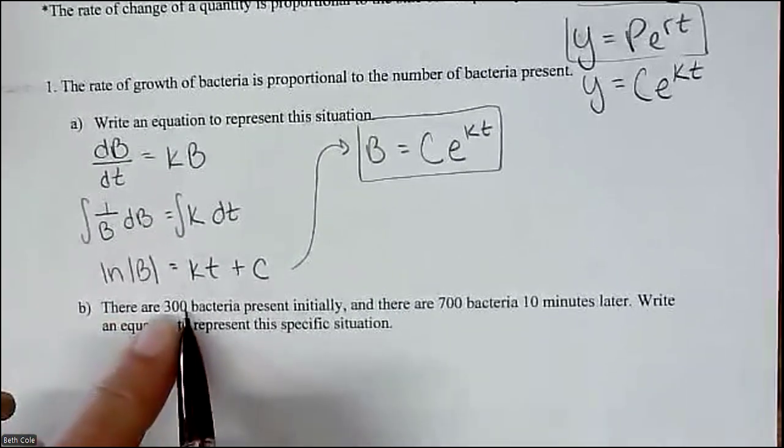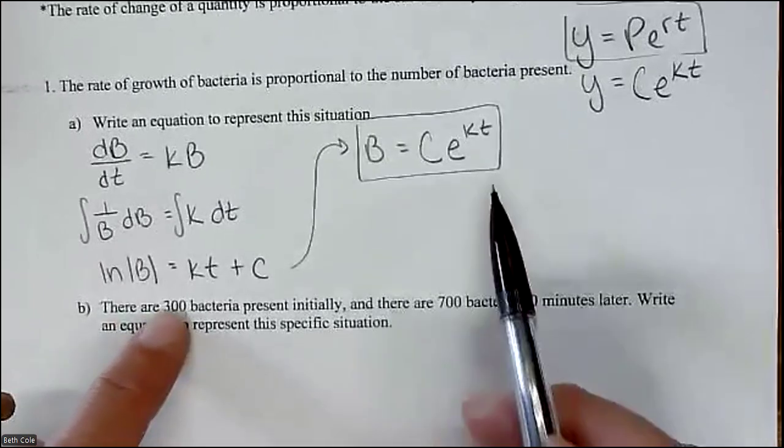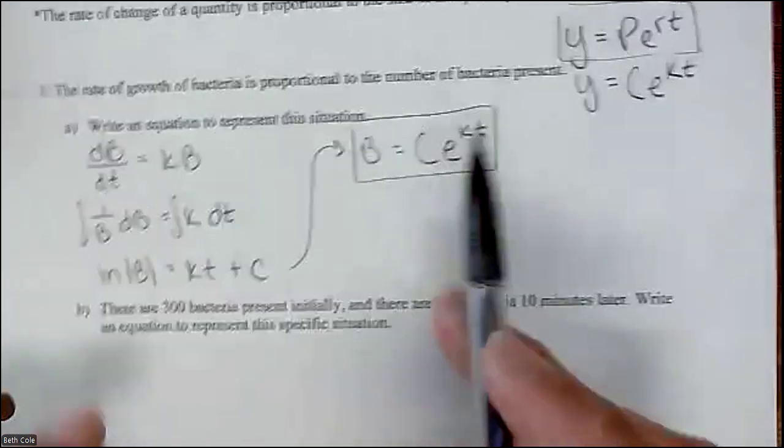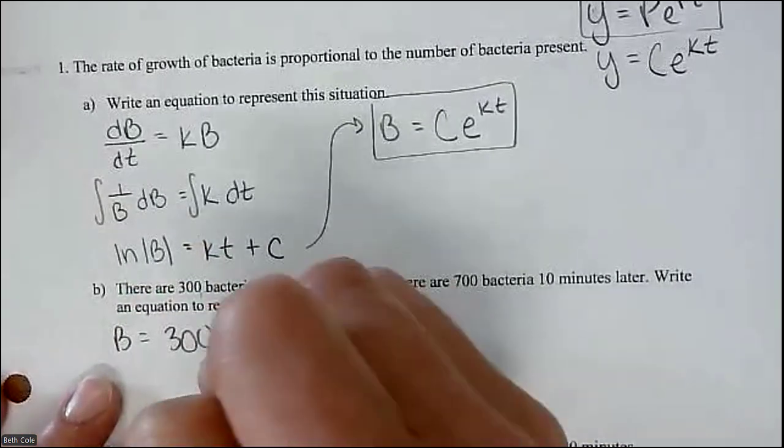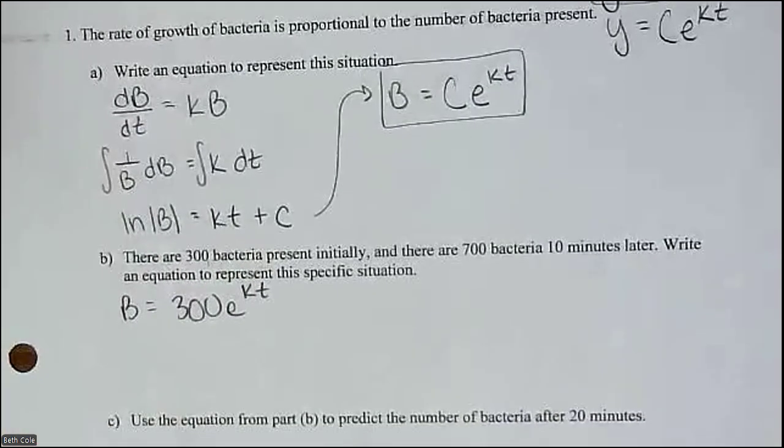It says there are 300 bacteria initially. That's going to be this C value. So we're going to have bacteria equals 300 e to the power kt. So that's your initial condition. That's what you start with.